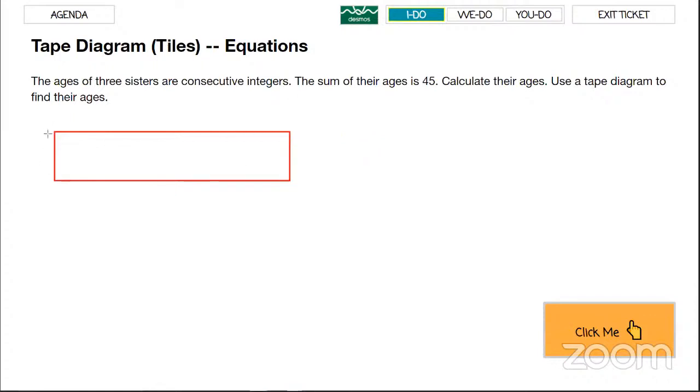It's a piece of tape. You cut it on the left and right side. So we're going to use a tape diagram when we solve equations. Okay. So let's take a look at this example.